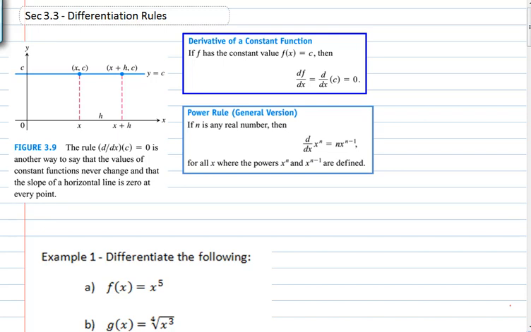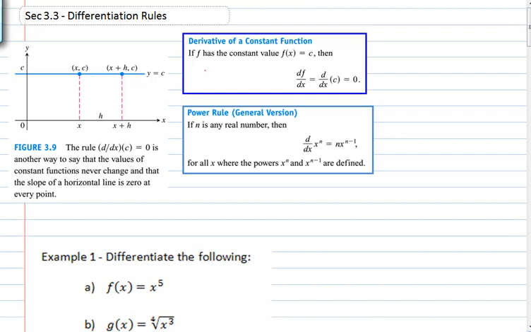Alright, section 3.3 is the differentiation rules. We're going to like this section because it gets us away from all the limit definition stuff. The first rule we have is the derivative of a constant function. Remember, a constant function is a function that's just a straight horizontal line.